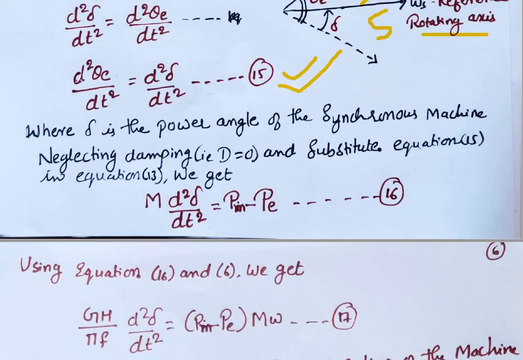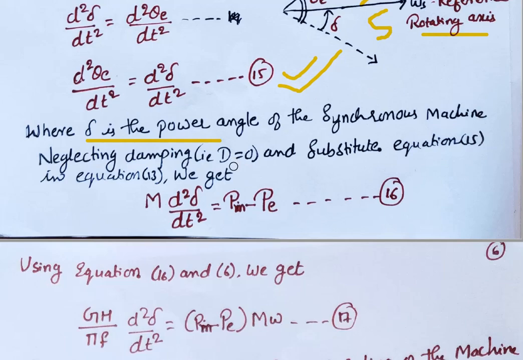Here delta is the power angle of the synchronous machine, also called the torque angle. In some books it is given as the torque angle. So my delta is the power angle of the synchronous machine. If it is constant, then the generator is rotating at synchronous speed.